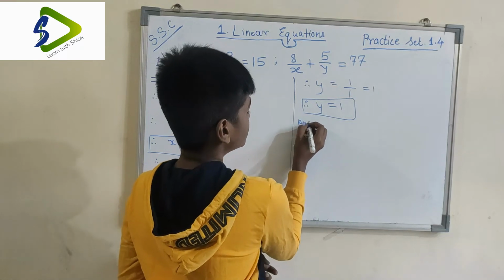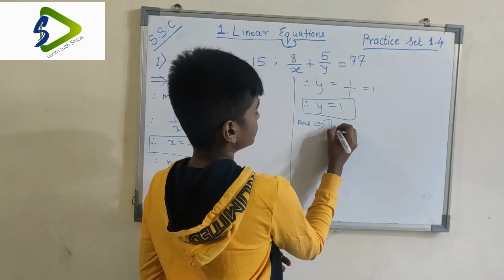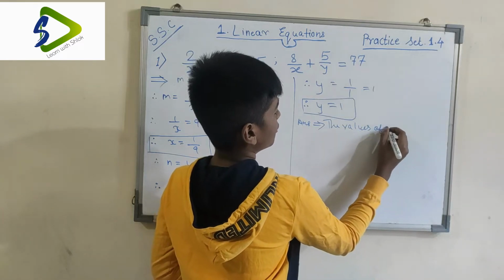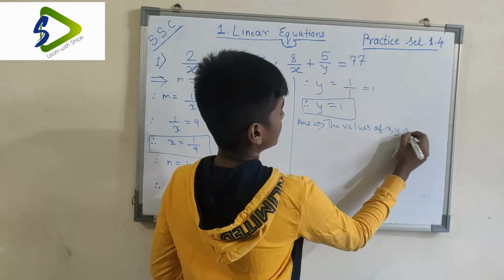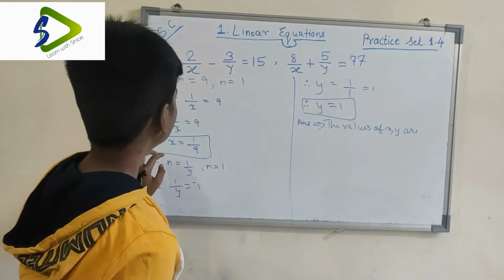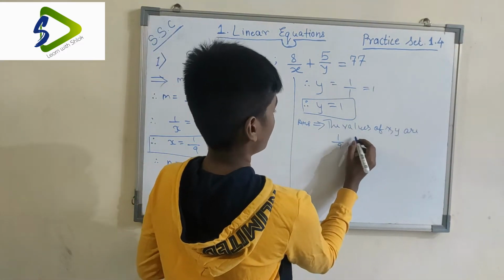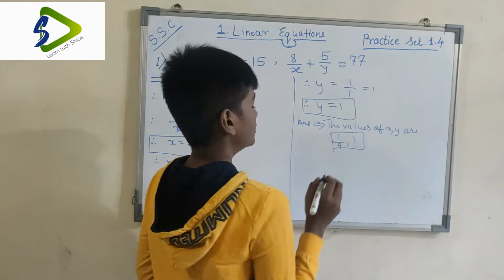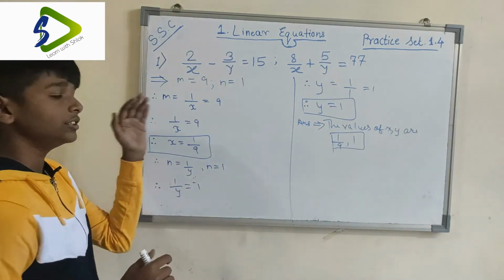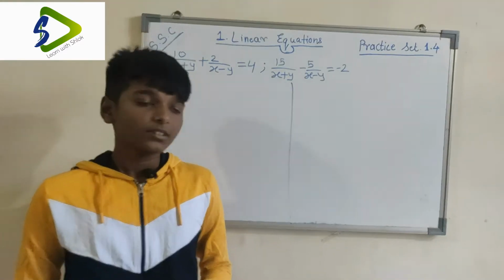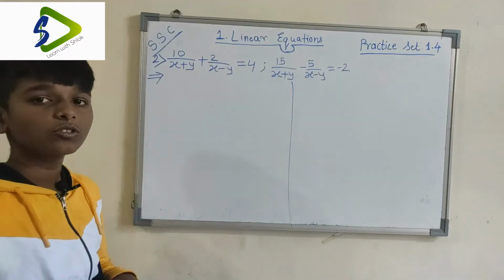And our final answer would be the values of x, y are 1 by 9 and 1. So that is the answer to this equation. Now let's look at the second question. So now that we have solved the first question, let's look at the second one.